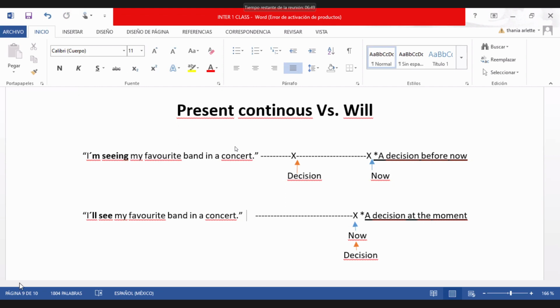Decisions taken before now. I am seeing my favorite band in a concert. I have the tickets. Or I am having vacations at the beach next month. I booked my hotel. So that is the difference.